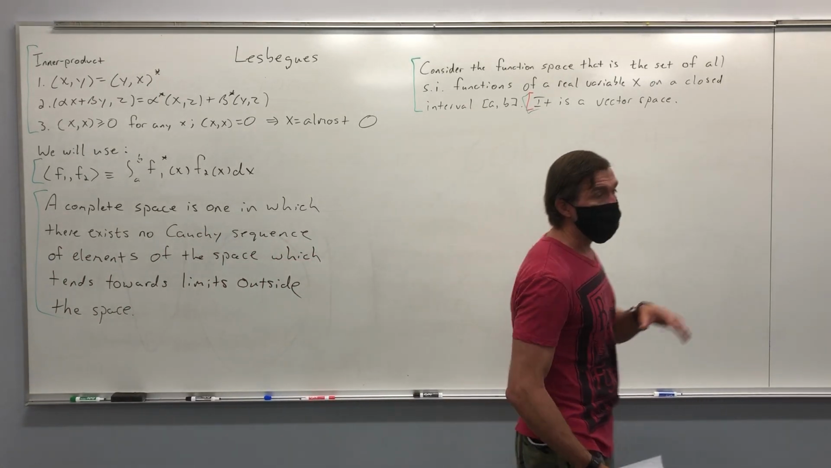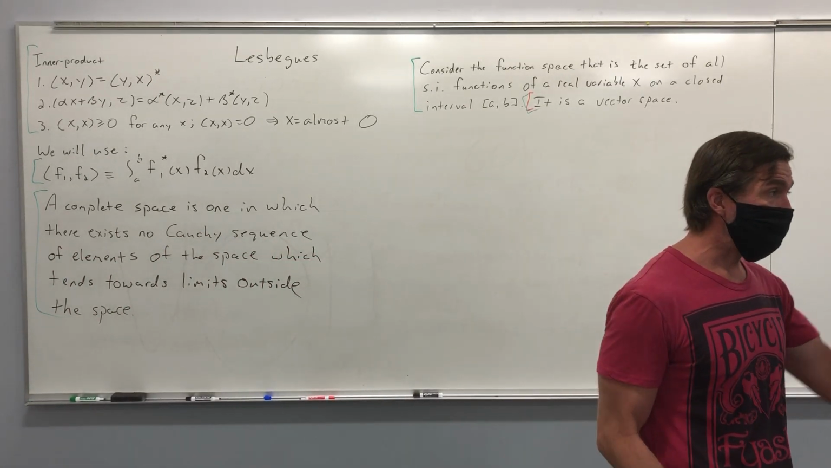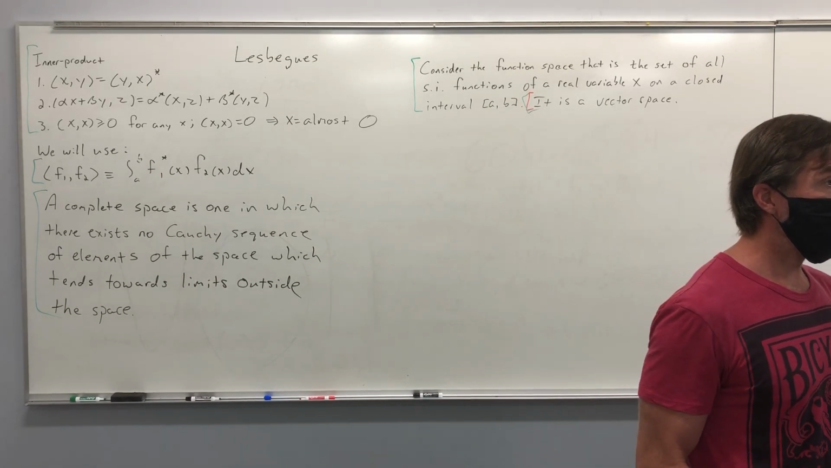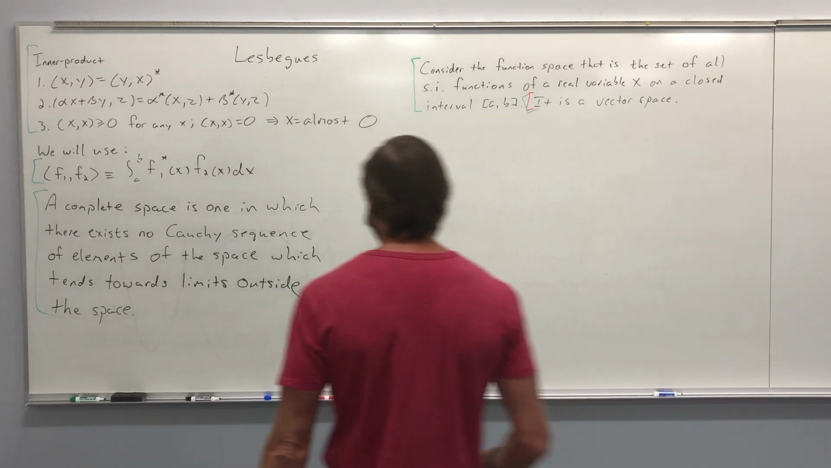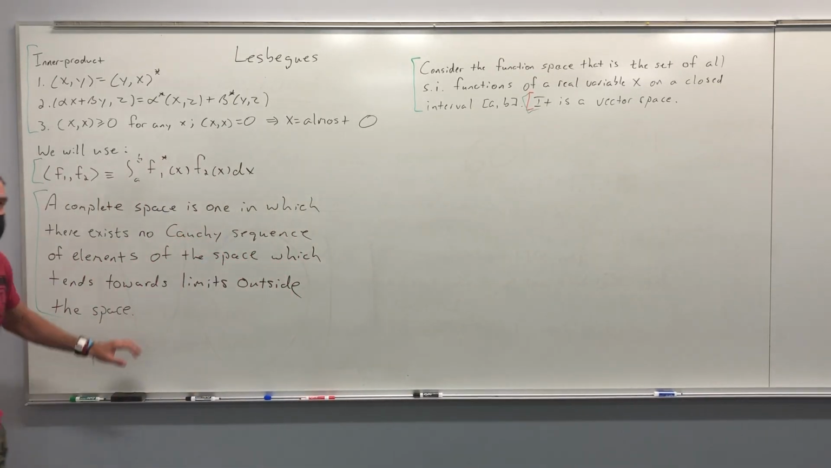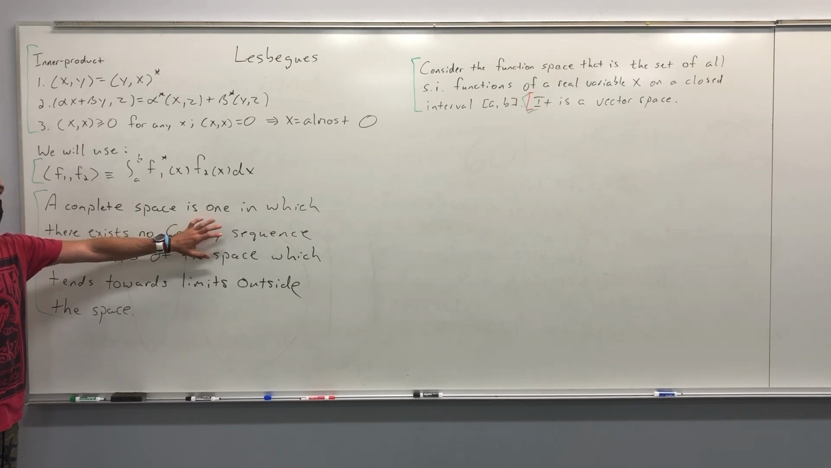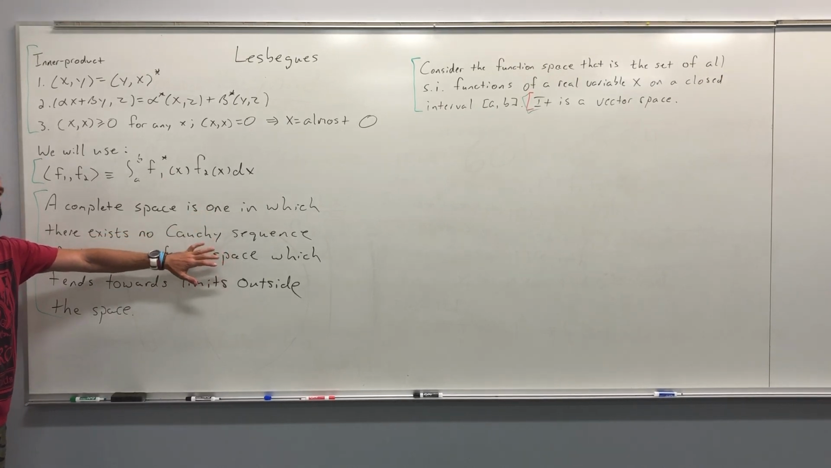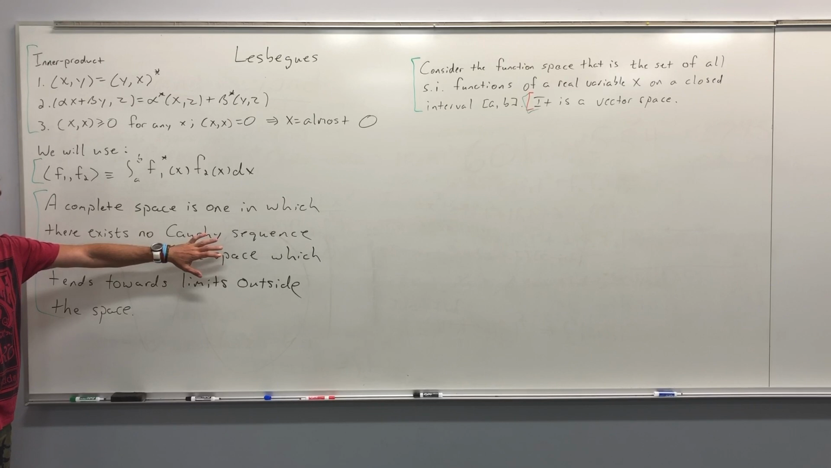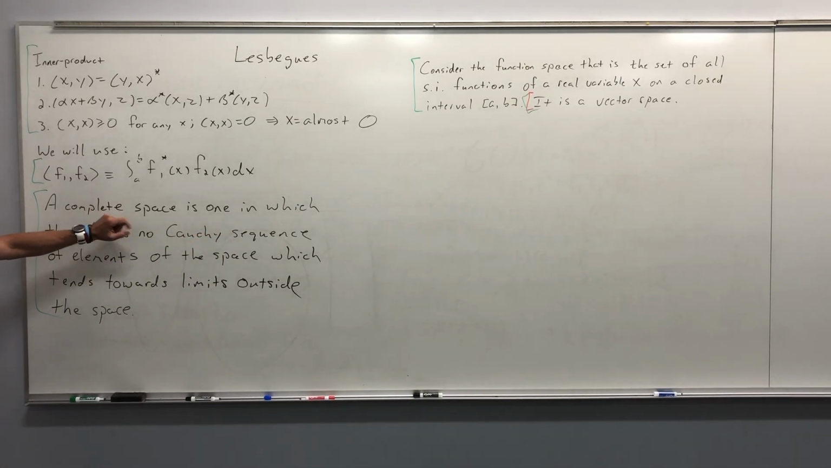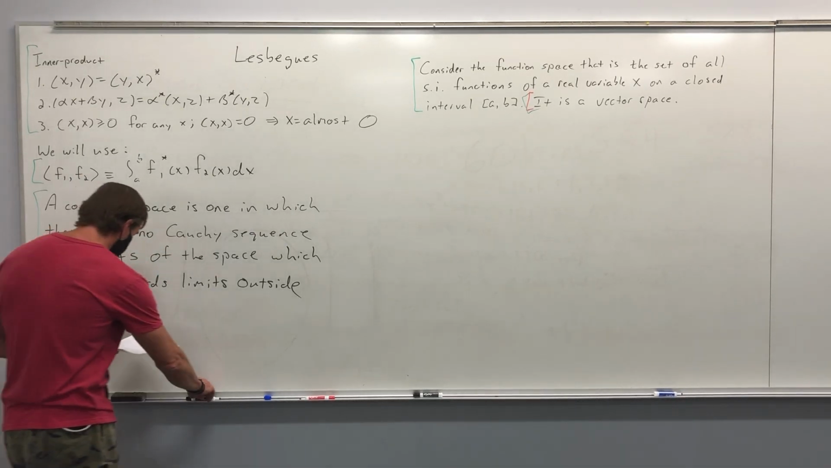Now remember I talked about how if you add two things together, they need to give you an element of the space. That's closure. Completeness is a slightly different idea, and it's not really talking about a vector space in particular, it's just talking about a set. A set is complete if there exist no Cauchy sequences, the limit of which is an element outside of the space. Let me define a Cauchy sequence for you.